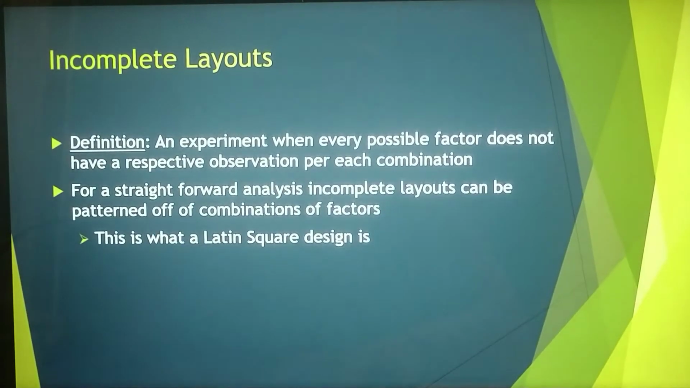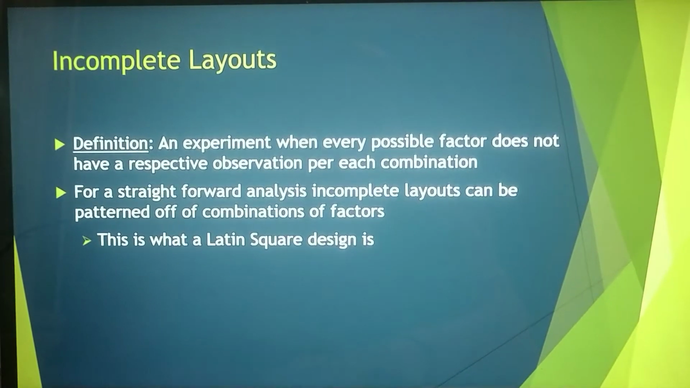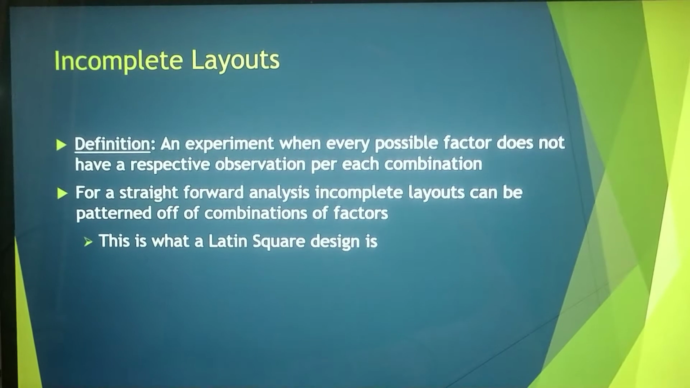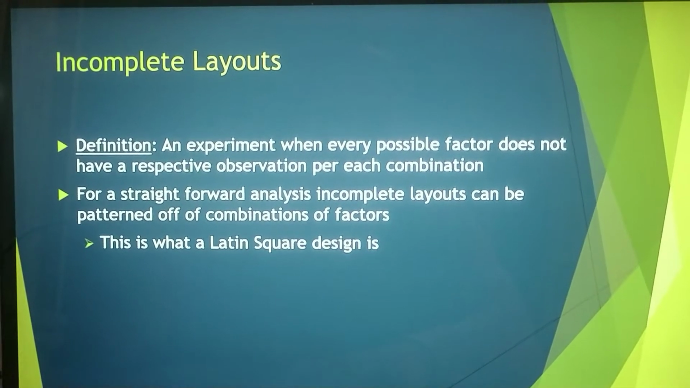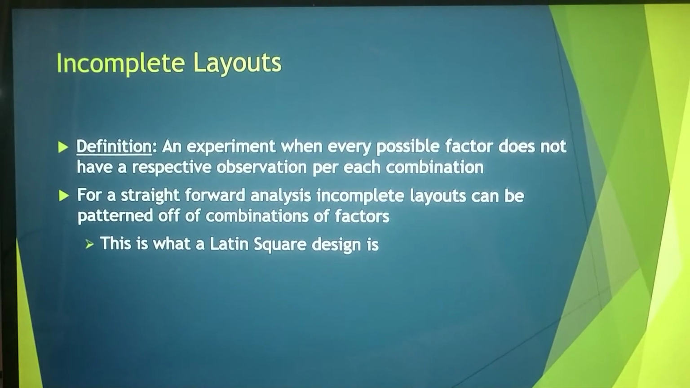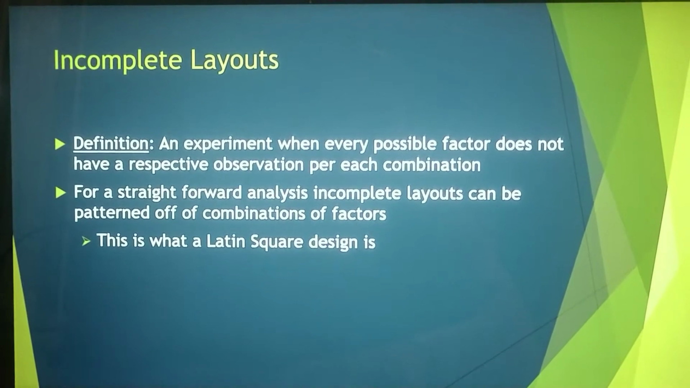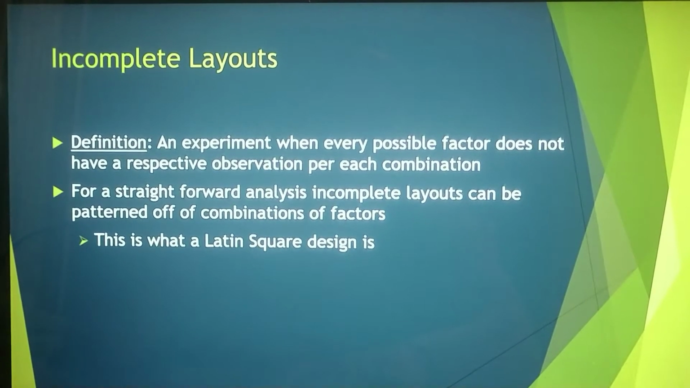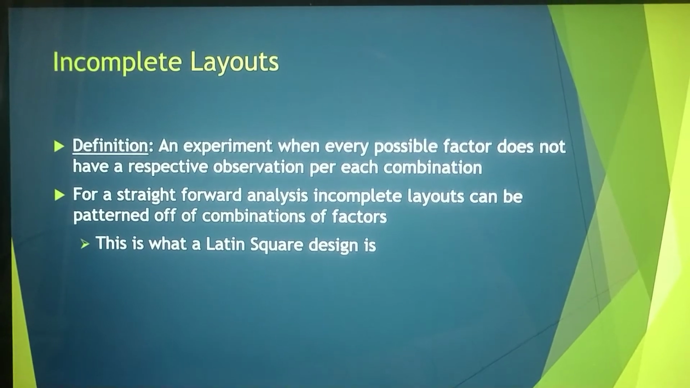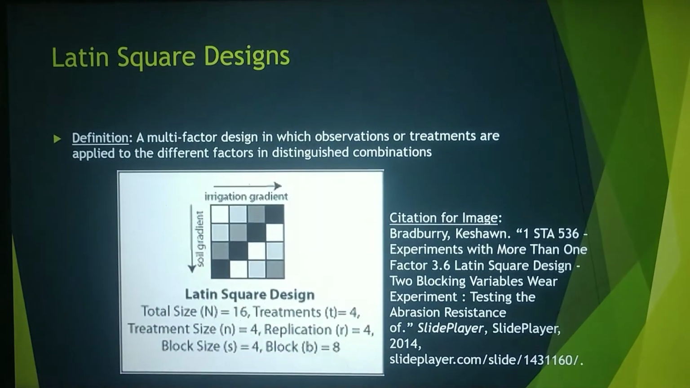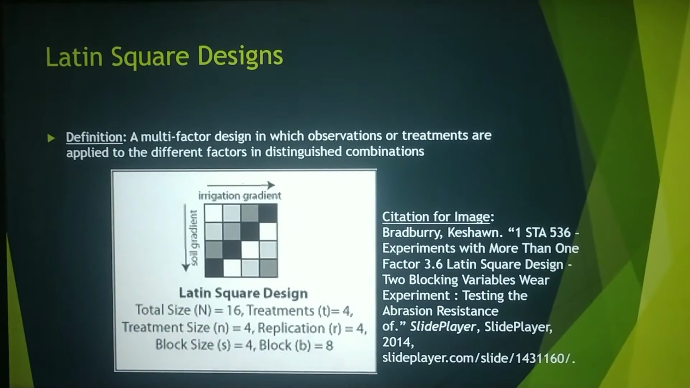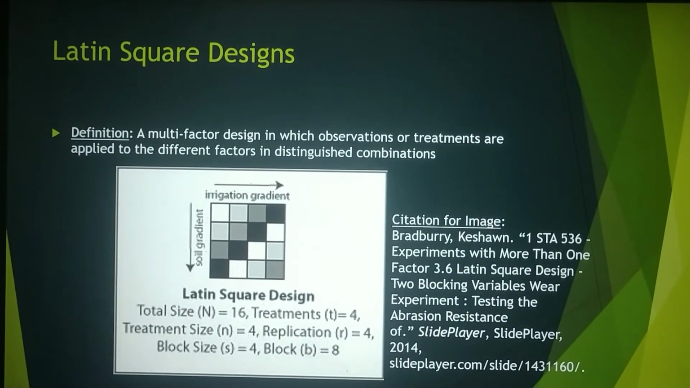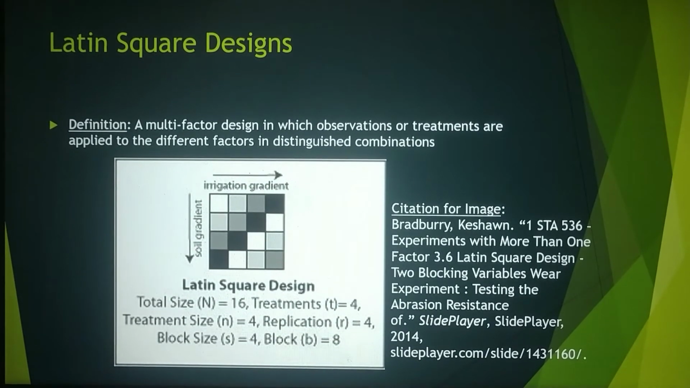Now, for incomplete layouts, it is an experiment where every possible factor does not have a respective observation per each combination, so essentially the opposite of a complete layout. The number of factors does not have to equal the number of observations, and this is actually what a Latin square design is. A Latin square design is a multi-factor design in which observations or treatments are applied to different factors in a distinguished combination.